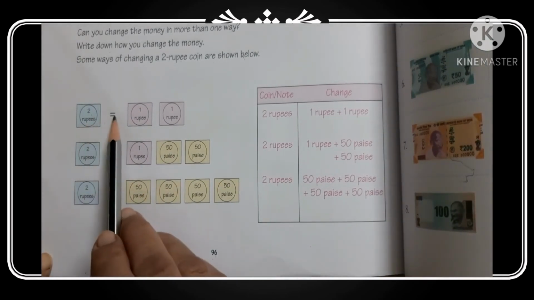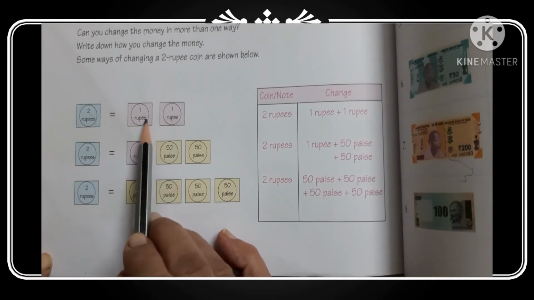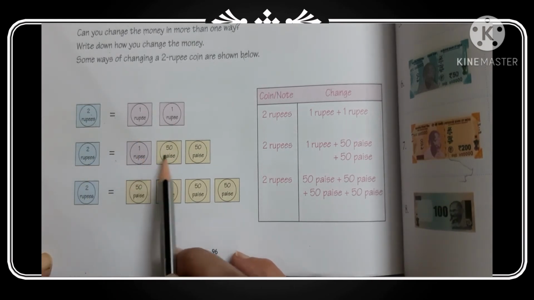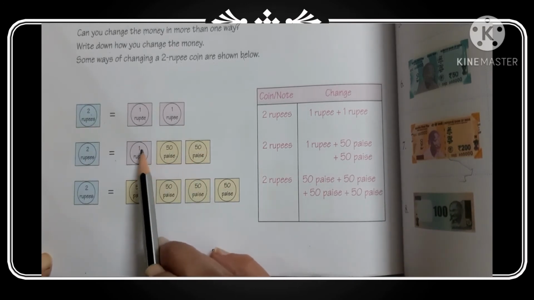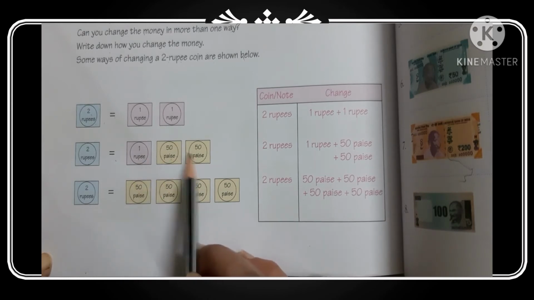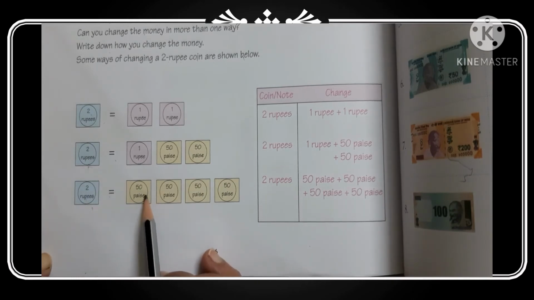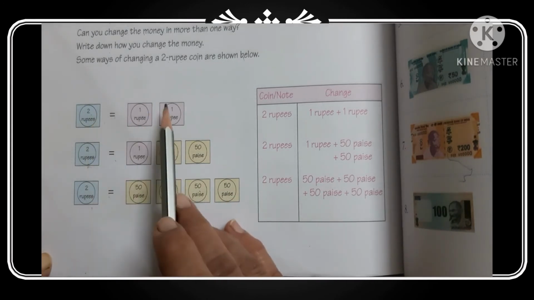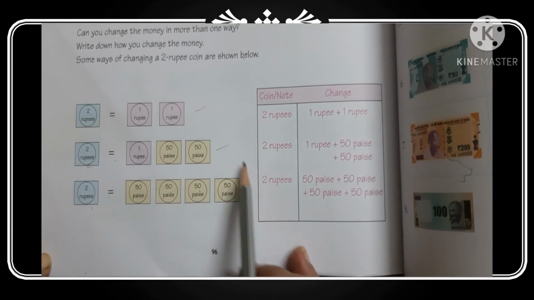2 rupees is equal to 1 rupee plus 1 rupee. 2 rupees is equal to 1 rupee plus 50 paise plus 50 paise. 2 rupees is equal to 100 paise plus 100 paise, 200 paise. 2 rupees is equal to 50 paise plus 50 paise plus 50 paise plus 50 paise. So you can exchange this 2 rupees coin in 3 ways.